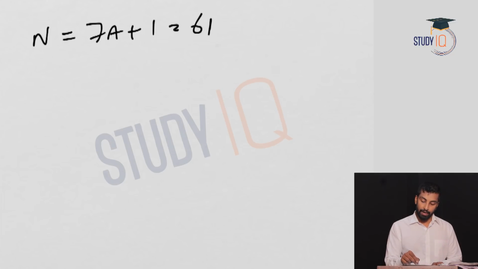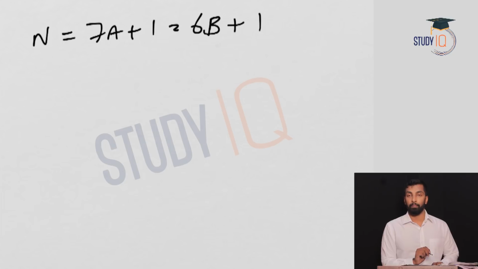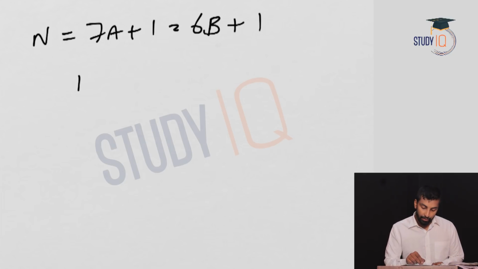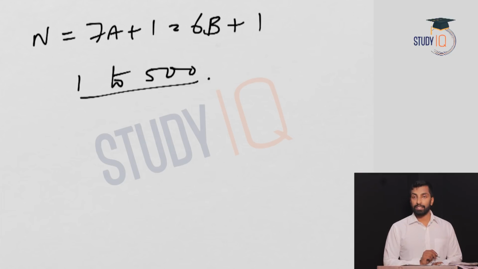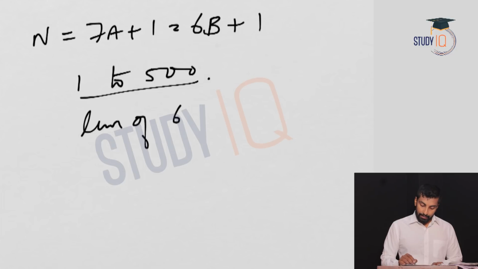So suppose the question was: I have a number which when divided by 7 leaves a remainder 1, and the same number when divided by 6 leaves a remainder 1. How many such numbers are there between 1 and 500? What do I need to do first? I need to find the first number. How will you find it? LCM of 6 and 7.